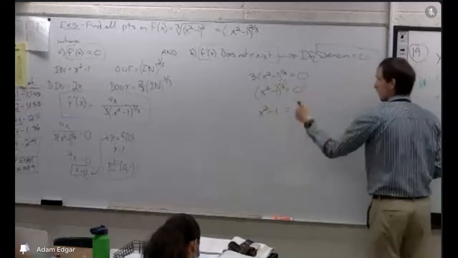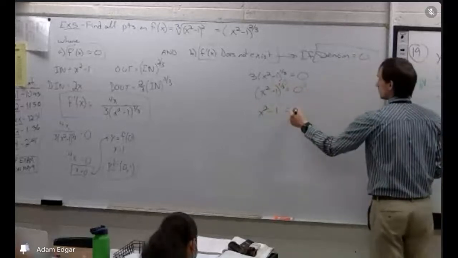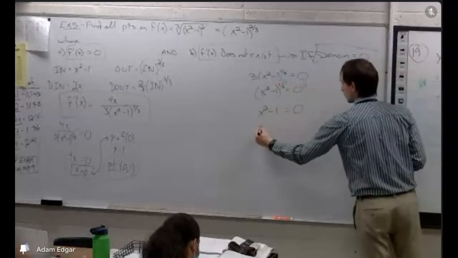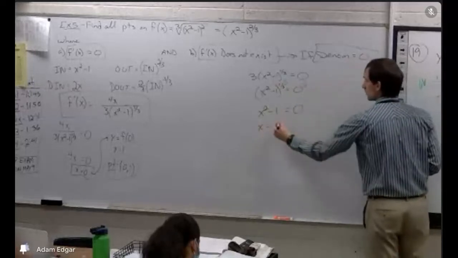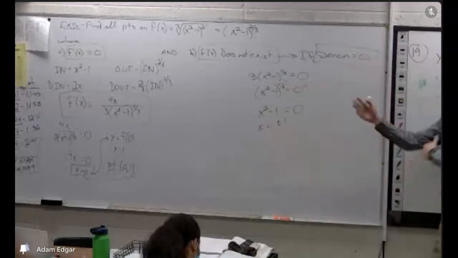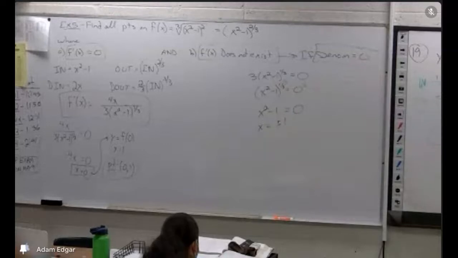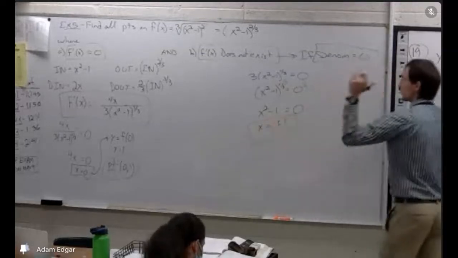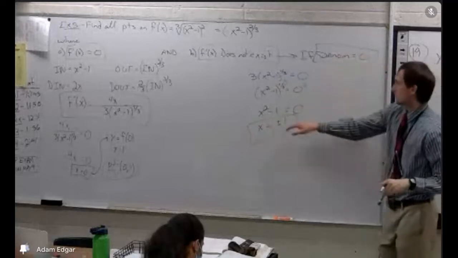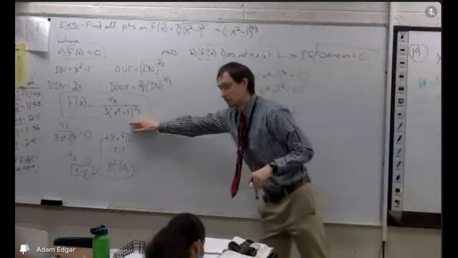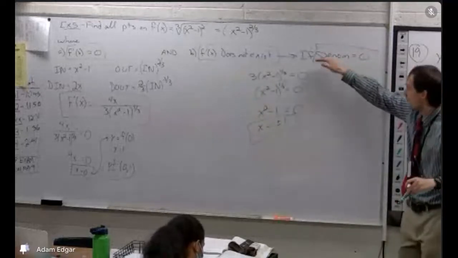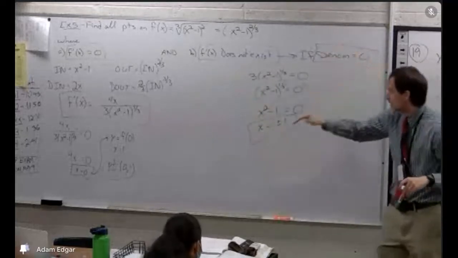And what's 0 cubed? Still 0. So then we can solve this. And what are your solutions going to be for x? Plus or minus 1. So you could factor that and solve it. Or you could add the 1 and square root and solve it. But in any case, you should get plus or minus 1 for your solutions. So that's going to be the x values where the derivative does not exist. Because these x values, if you plug them into the derivative, make 0 in the denominator. Any questions with setting this up, why we're doing this, and how we got there?